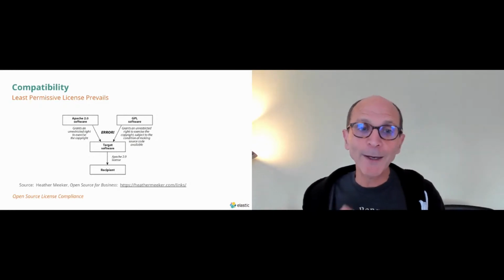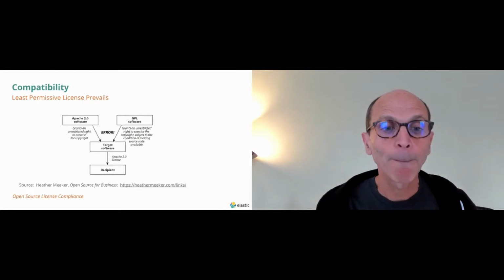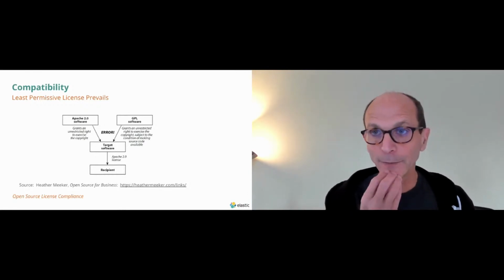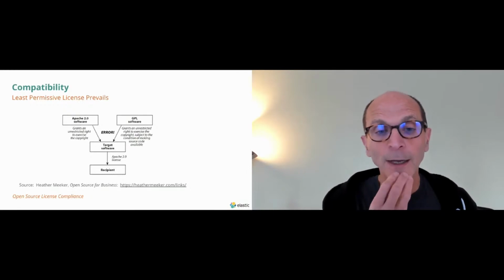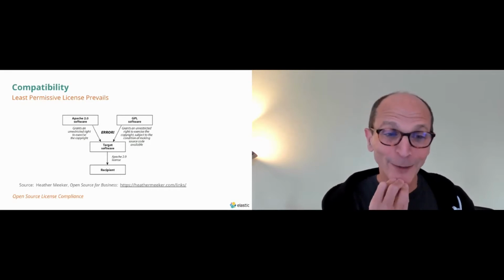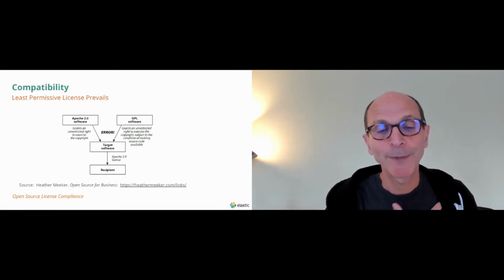The notion of compatibility is that the least permissive license will prevail. This example is taken from a wonderful book, and I have a list of resources at the end of my talk. Heather Meeker has a great website, and even within her website, you can get a free copy of her book, Open Source for Business, and this chart is taken from that book.